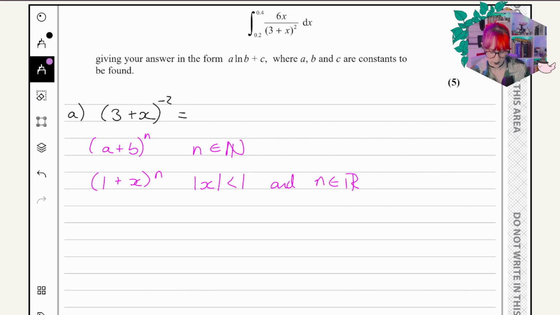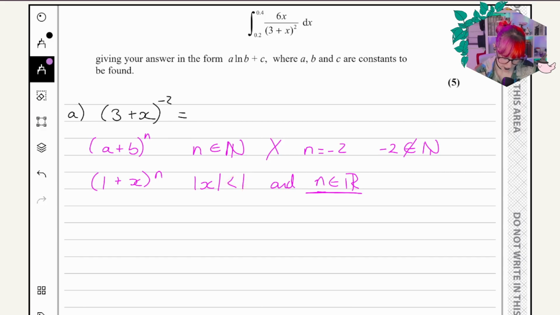So we can't use this one, right? Because here n is minus 2, and minus 2 is not in the natural numbers, right? It's not a positive integer. However, we want to use the second one, but we need the modulus of x here to be less than 1.